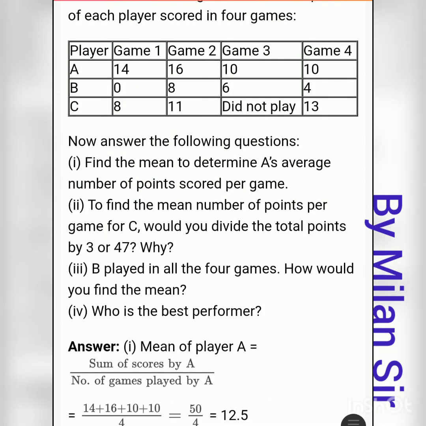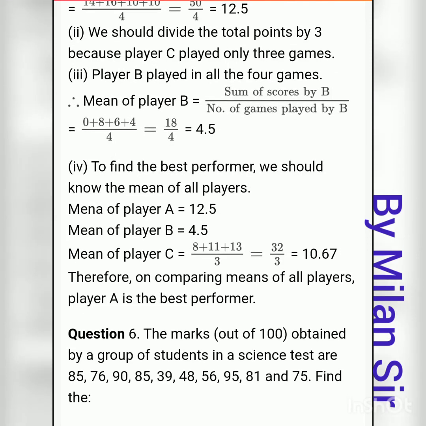Again we need to consider only 3 values, right? So in the numerator, the sum of all the numbers, and we divide by the total numbers. So we need to add 8 plus 11 plus 13. So 8 plus 11 is 19, 19 plus 13 is 32, right? So the addition is 32. So in the numerator, the sum of all the numbers, 8 plus 11 plus 13, is 32.